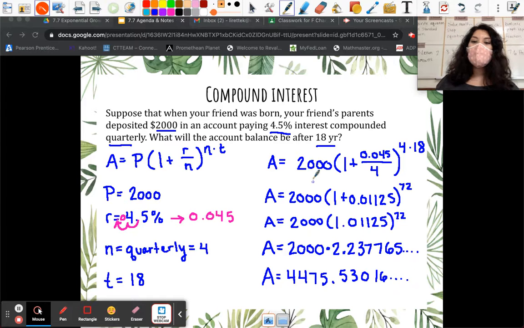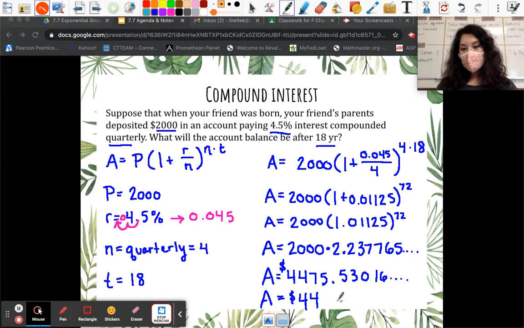So you might be wondering, how do I know where to round? This problem didn't tell me. Well, think about it. This is money. How many decimal places do we usually write for money? 2 places. We round to the penny place. So for a compound interest problem, it's usually implied, unless otherwise stated, that we want to round to that hundredths place. So for this one, that's going to round to $4,475.53.